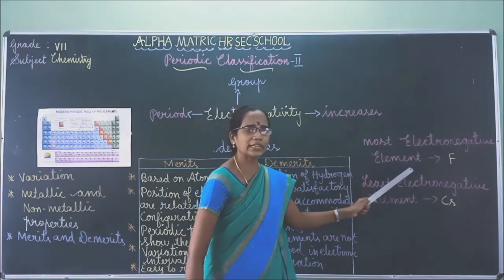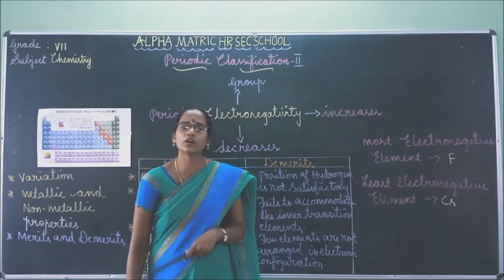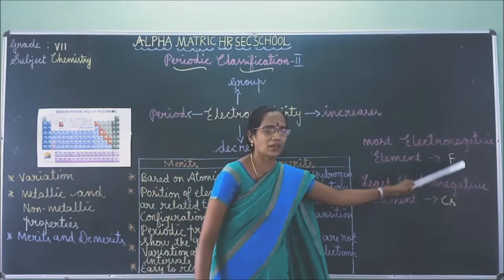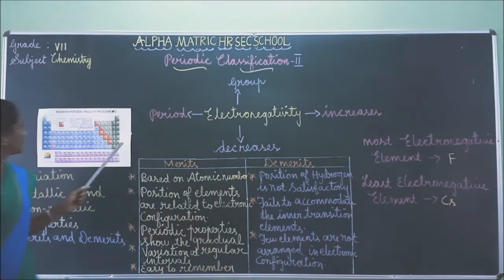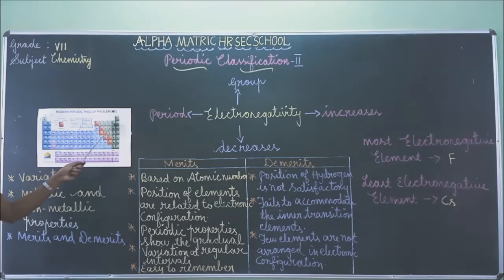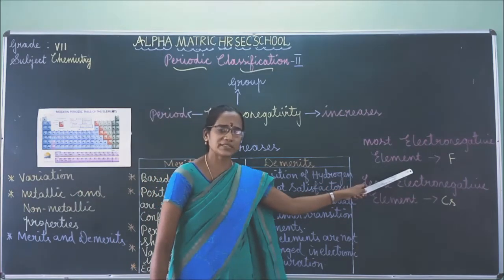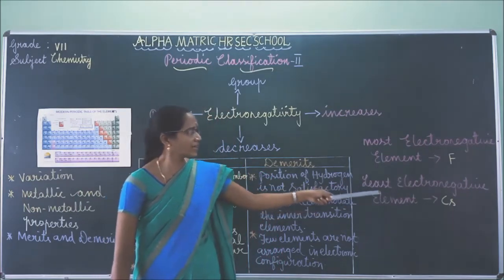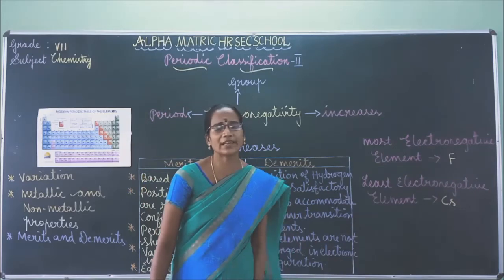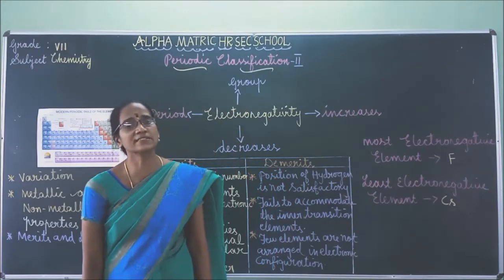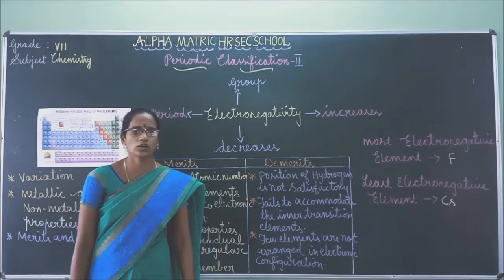The most electronegative element which is present in the periodic table is fluorine. So where is fluorine? This is the fluorine element. It is the most electronegative element in the periodic table, whereas the least electronegative element is cesium. Cs is the cesium element. Got it?